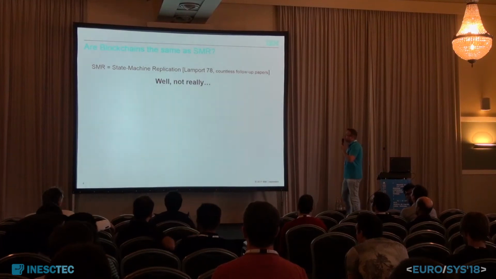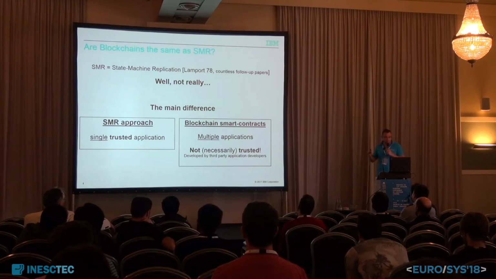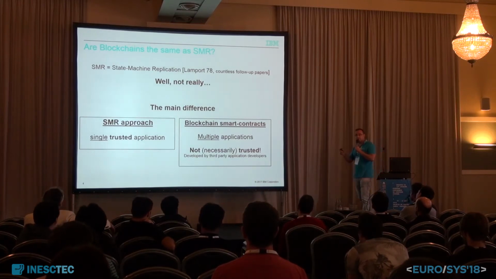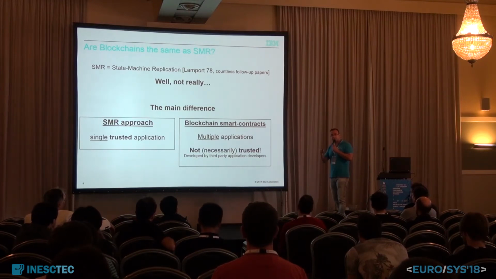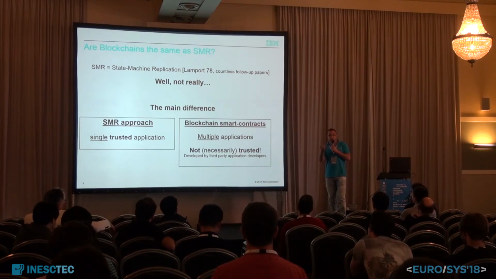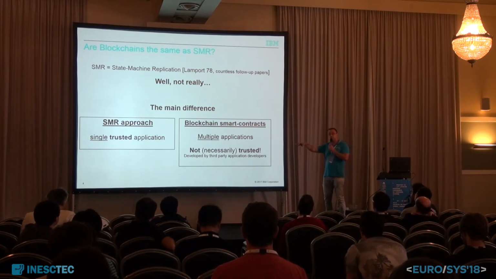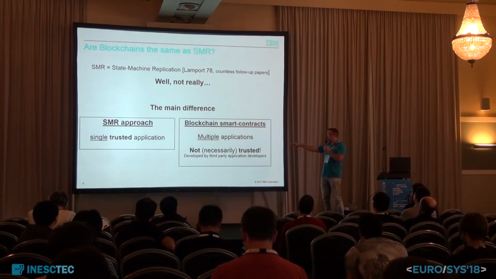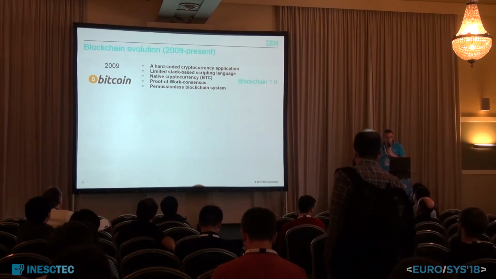Application to do blockchain. And actually not really, because the main difference, which will become important in this talk, is that in SMR we have a single trusted application. Like if we replicate crash tolerant, then replicas are trusted. If you replicate Byzantine tolerant, replicas are not trusted, but the application itself is trusted. Unlike in blockchain, where we have multiple applications living on the same blockchain, which are deployed by third-party application developers, so they are not necessarily trusted.